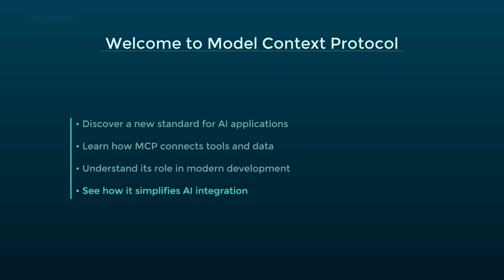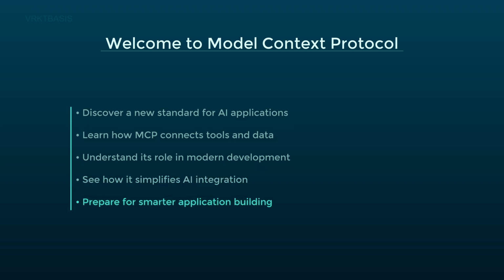Now, let's see how MCP simplifies AI integration. Instead of wrestling with complex APIs for each different AI model or service, MCP acts as a single, standardized bridge. You write your application logic once, and MCP handles the communication, whether you are connecting to OpenAI, Anthropic, or another provider. This saves enormous time and lets you focus on building your actual features.